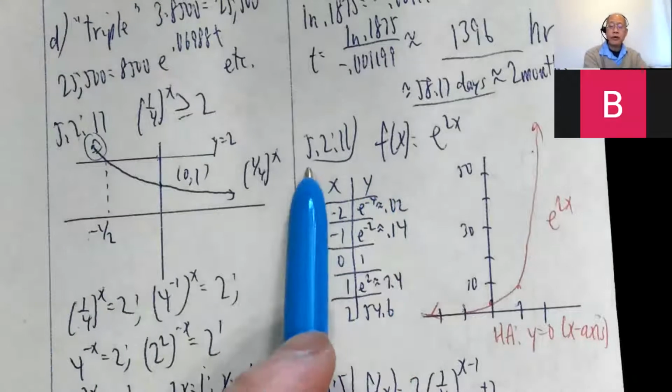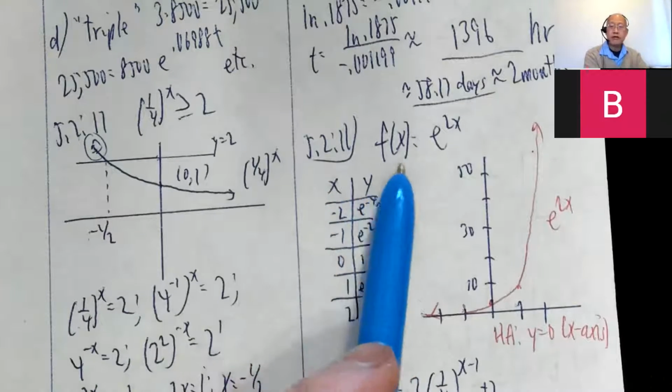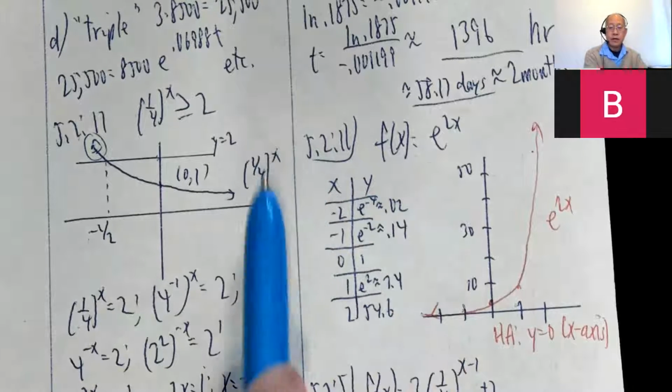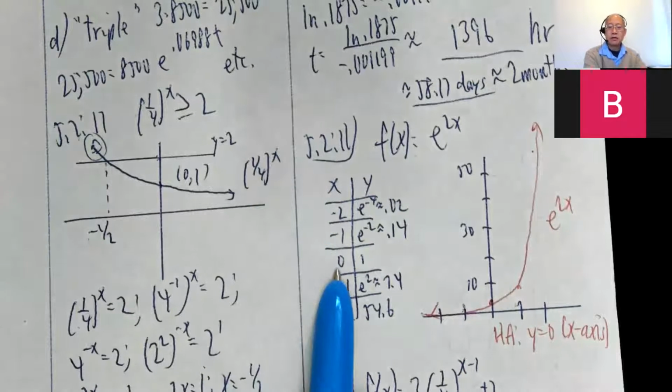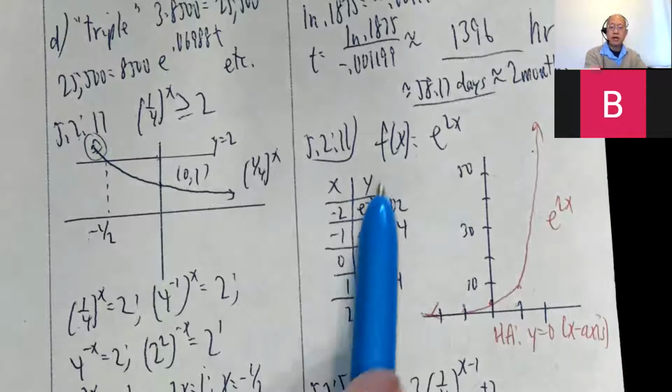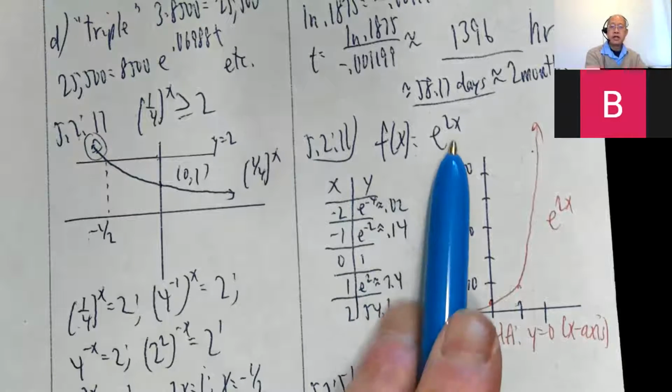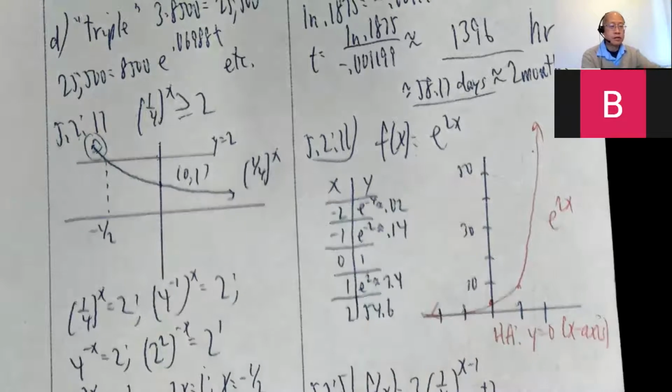Okay, 5.211, quick graph of e to the 2x. I just made a little table. I went from -2 to 2. Plug in 0, you get 1. Plug in 1, e squared is about 7.4. Plug in 2, e to the 4th, 54.6.